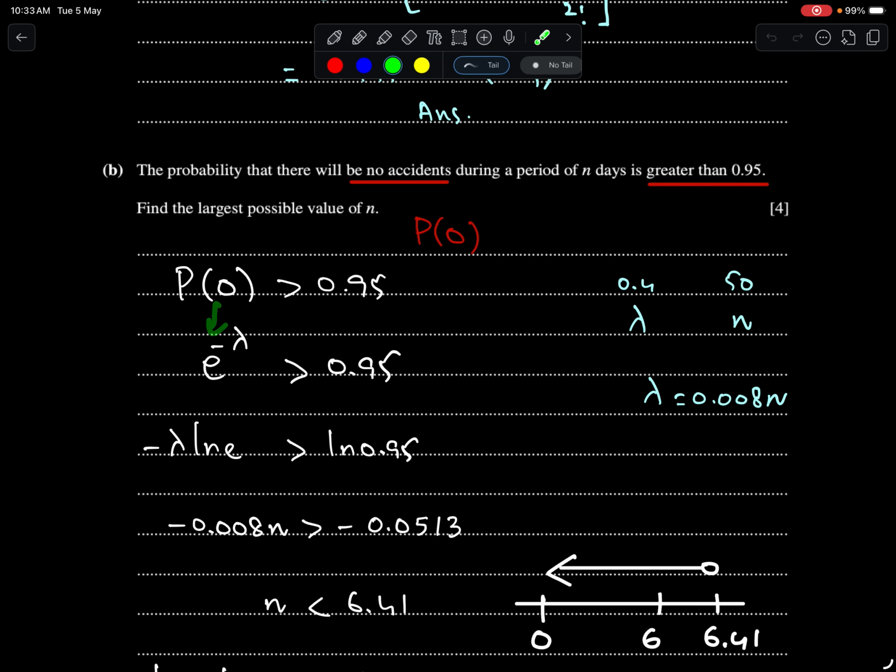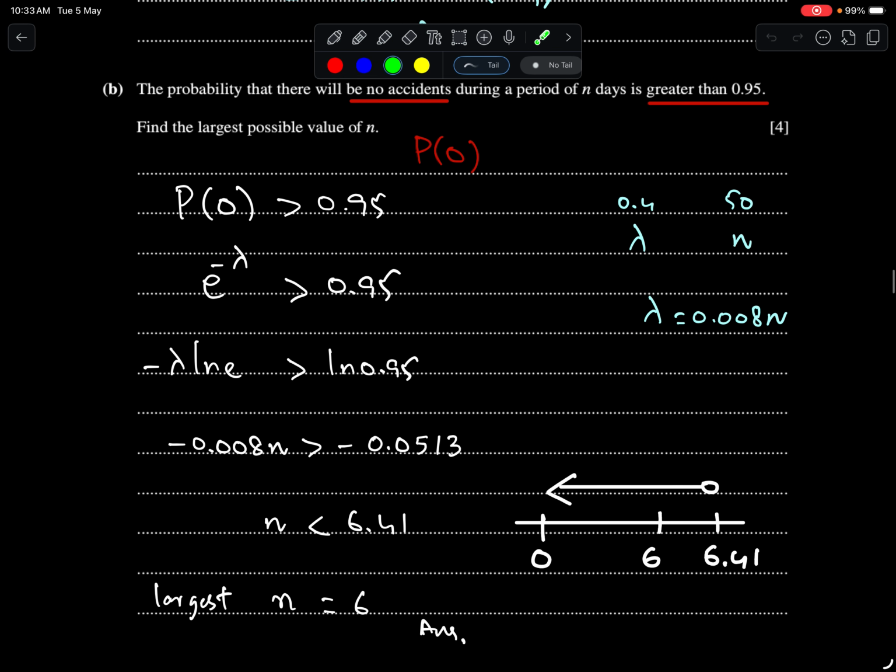Write e^(-lambda) here, copy this. Now take ln on both sides. Lambda is 0.008n, in fact, and ln e is 1. Now get this probability, get this in decimal form. See, both are negative, so while cancelling negative signs, change the sign of the inequality. We need the greatest value of n. The greatest value is 6. You can also draw the number line. 6.41 is here. So the greatest integer value is 6.